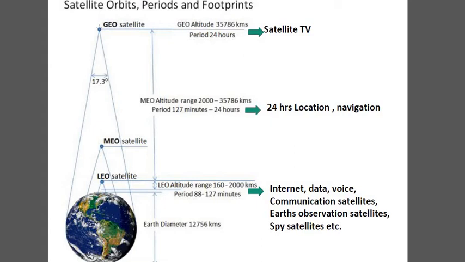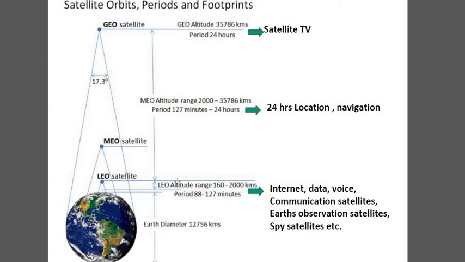Third comes the very largest orbit, the geostationary satellite, which is used for satellite TV. Only one period will be done, and the distance from Earth to that orbit is an altitude of 35,786 kilometers away from the Earth. The period is 24 hours. So this is how satellites are kept in different orbits.